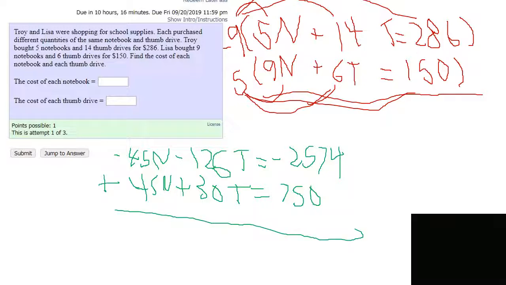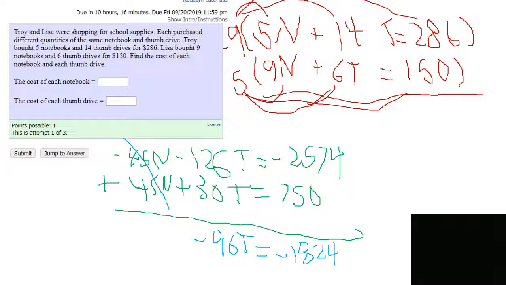Negative 45 plus 45, that cancels, that equals 0, right? Negative 126 plus 30 is a negative 96T, and a negative 2,574 plus positive 750 is going to give us a negative 1,824. So we almost have T by itself.